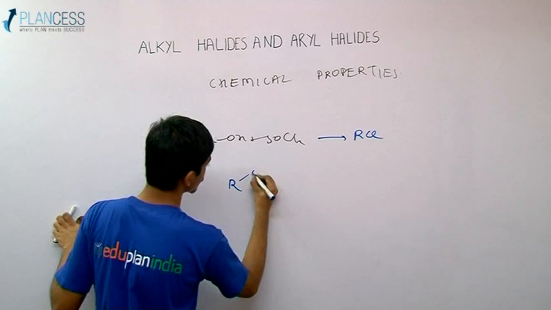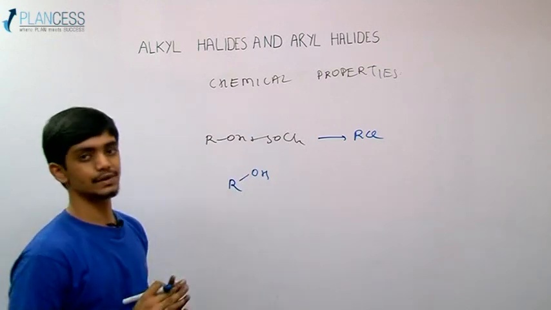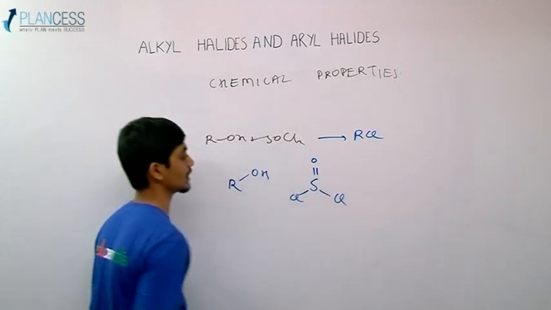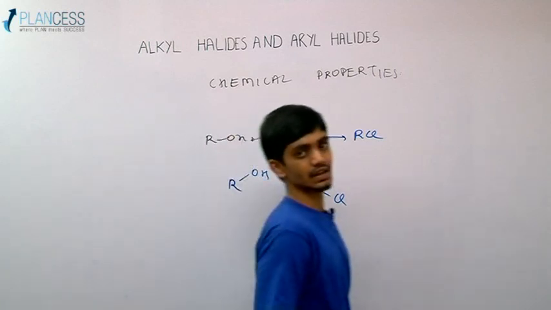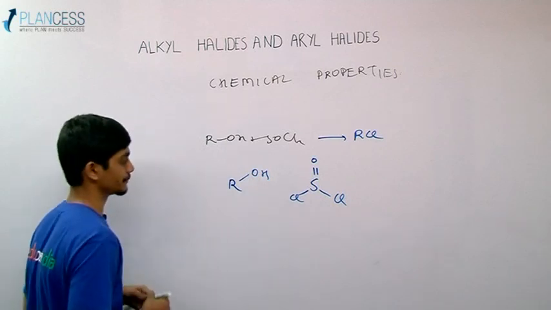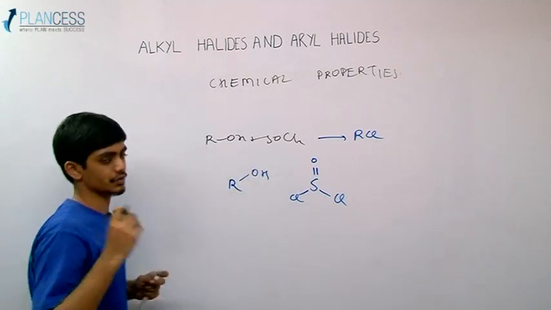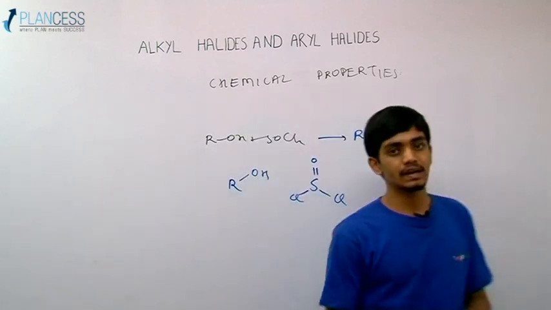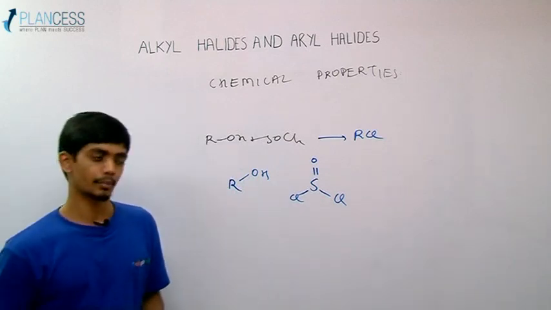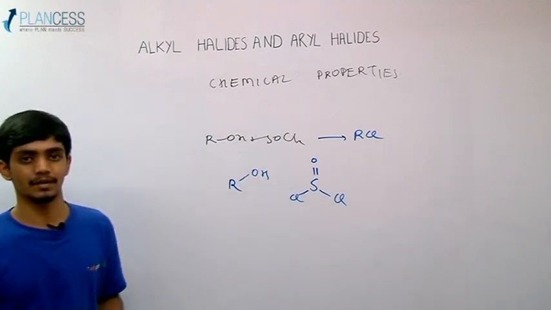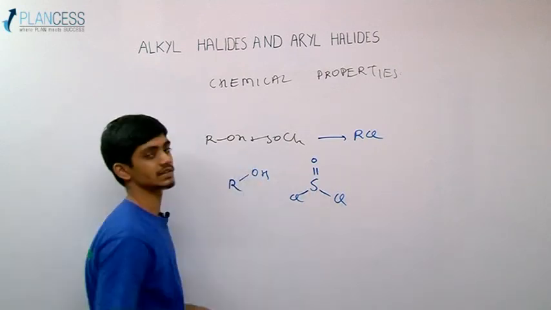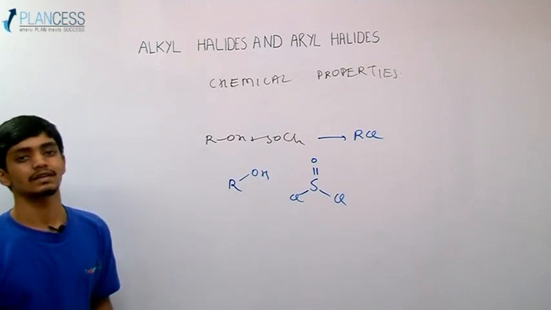Suppose you have this ROH and you have SOCl2. What is the structure of SOCl2? Cl and Cl. You can very easily draw it through the Lewis structures even if you don't know the structure. SOCl2 is this kind of structure. Now what happens? Generally in substitution reactions, what is the first step? That a nucleophile attacks the carbon atom and you get a substitution product. But in this case, exactly the reverse happens. That is, the reactant attacks the reagent instead of the reagent attacking the reactant.